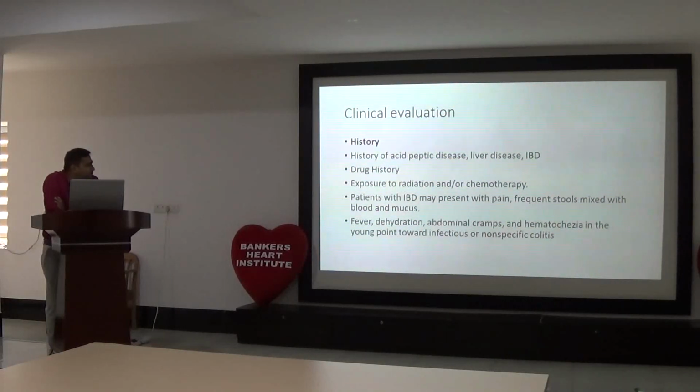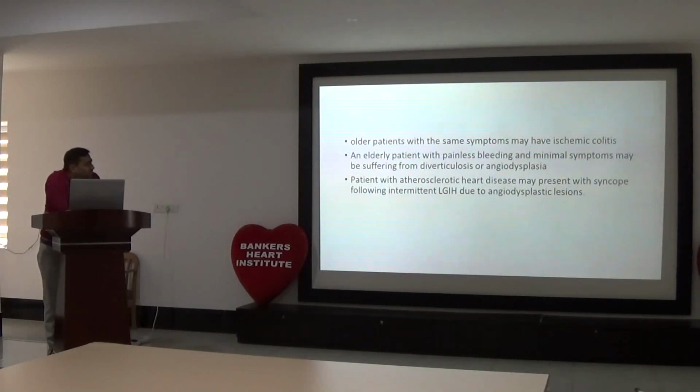For clinical evaluation, the history part is important. First is the history of acid peptic disease, liver disease, IBD. Apart from this routine history, we need to take care of the drug history, then exposure to any radiation or chemotherapy. A patient with IBD may also present with pain, frequent stool with blood or mucus, then fever, dehydration, abdominal cramps, hematochezia. With this type of symptoms in a young patient, they have infectious or non-infectious colitis. But when the same symptoms present in an older patient, they could have ischemic colitis. An elderly patient with painless bleeding and minimal symptoms may also have diverticulosis or angiodysplasia. As we already discussed, angiodysplasia is associated with some systemic disorders like atherosclerotic heart disease. So when it is present with this, they may have angiodysplasia.